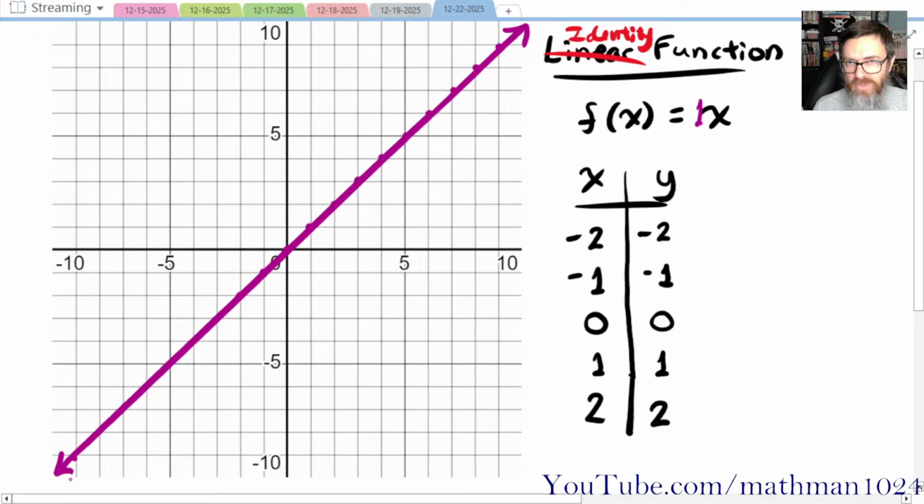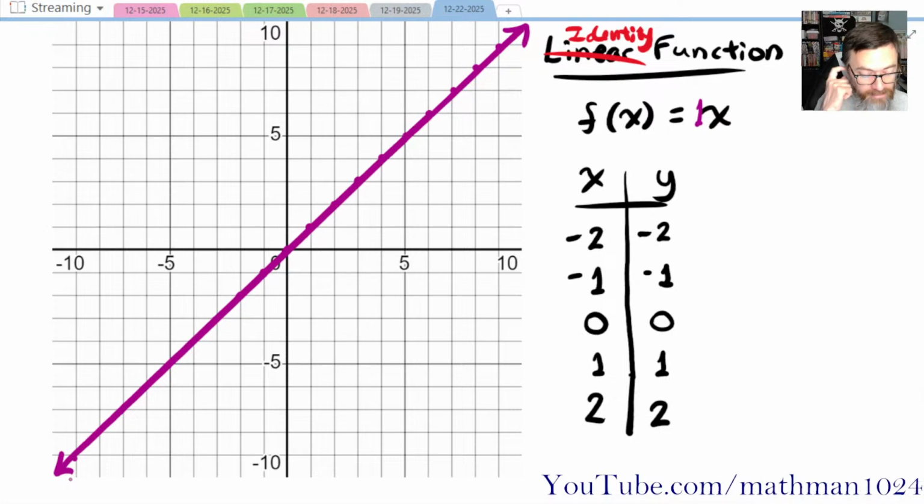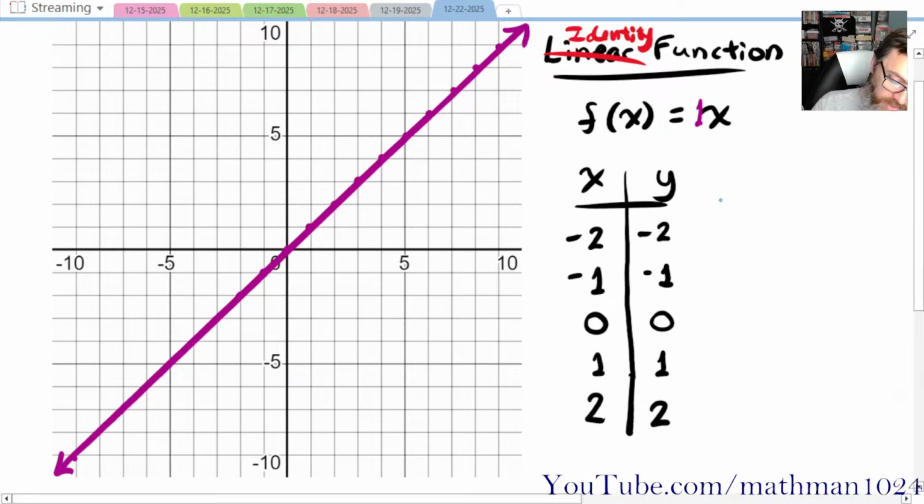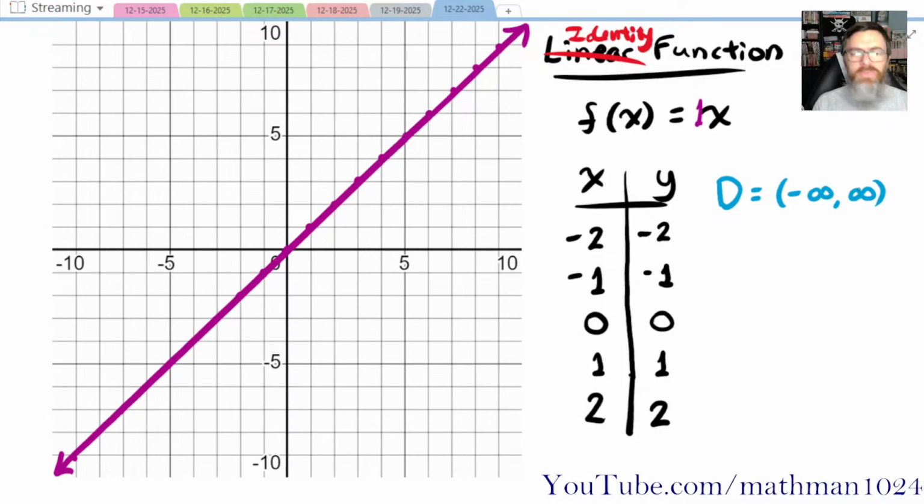Now, all these guys are going to be functions, which means they're going to pass the vertical line test. But we want to talk about the domain and the range. The domain for this function is going to be all real numbers, meaning there won't be any restriction on what we can plug into this guy. And for most of the things we're going to see, your domain is going to be all real numbers, unless you run into, at least right now, one of two situations. If you have a square root in your function, that can limit your domain. Also, if you have x in the denominator of a function, that can also limit your domain.